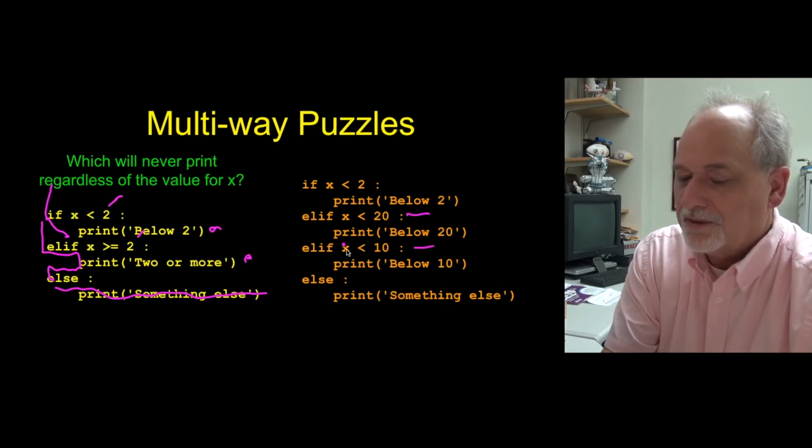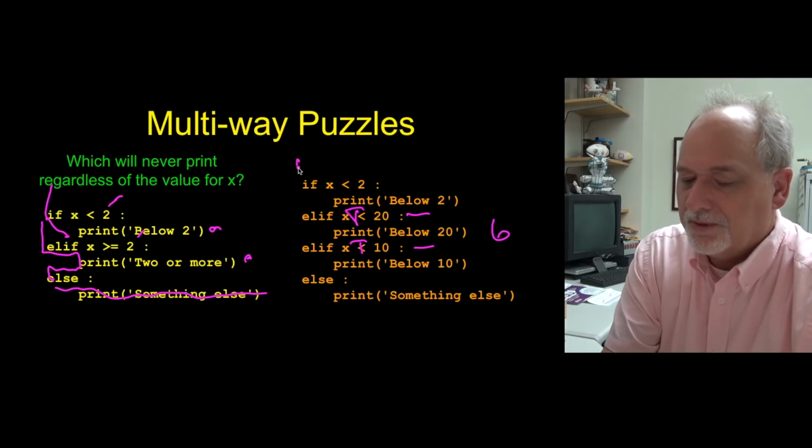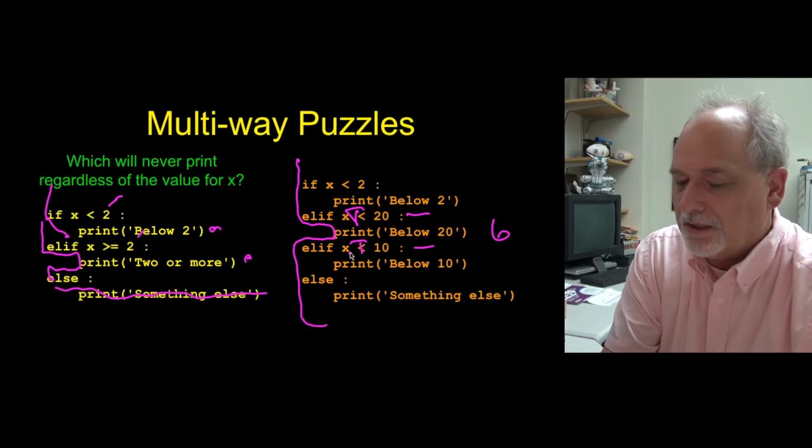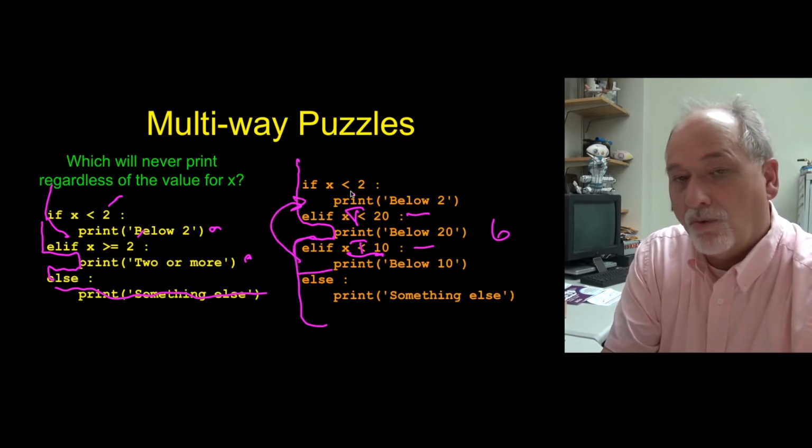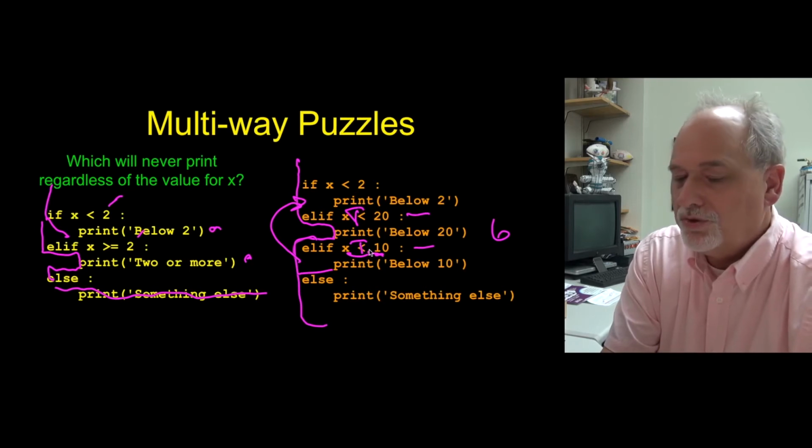The problem is if something's less than 10, like 6 for example, it's also less than 20. So even though there might be values for which this is true, those also are going to have this true. So for something like 6, it's going to run here, and it's not even going to look at this. That's the point. It doesn't even look at this. And I could have made this more sensible if I'd moved this little block of code up to there.